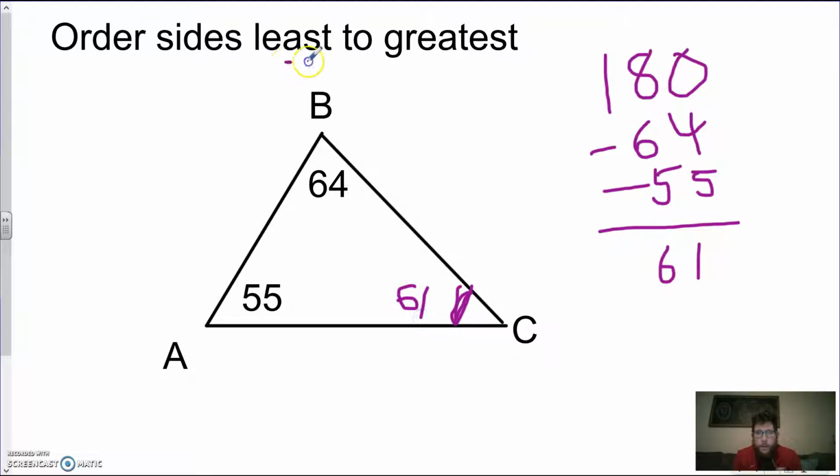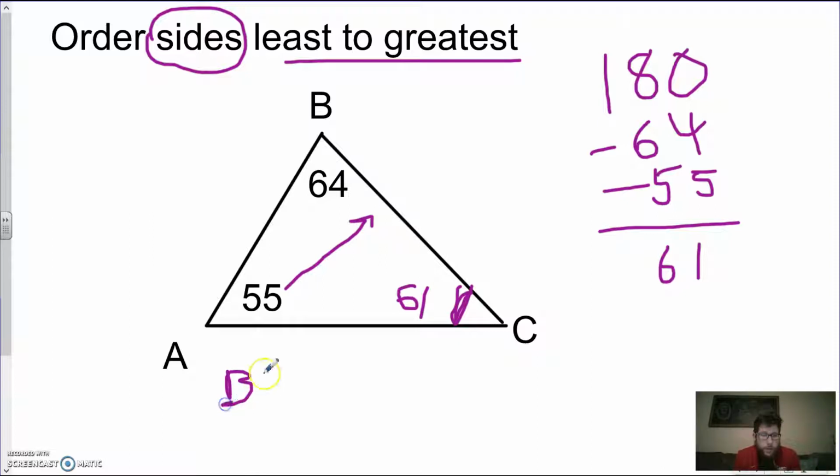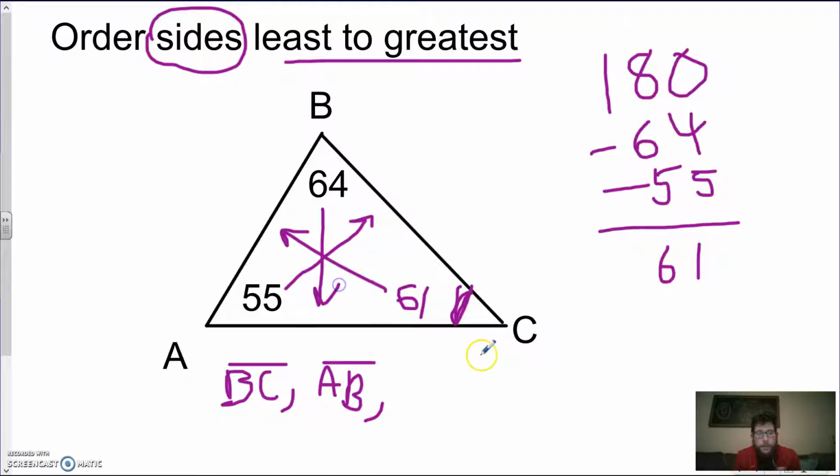And so now I'm going to order them least to greatest. Remember, they're asking for sides here, not angles. So don't give me A, then C, then B. You need to order the sides, and sides have 2 letters. So if I'm going to order these, I'm going to go BC as my first side, and then medium is AB, and then my biggest one, opposite from my biggest angle, is AC.